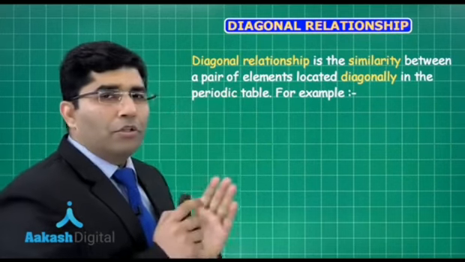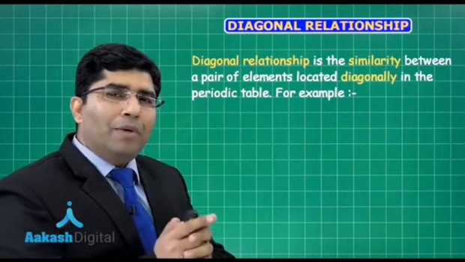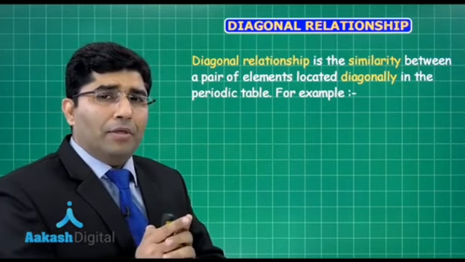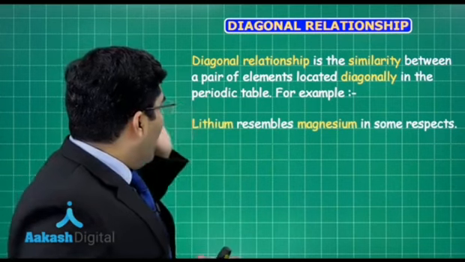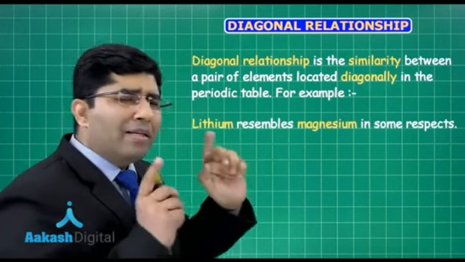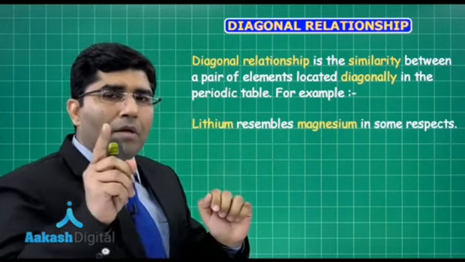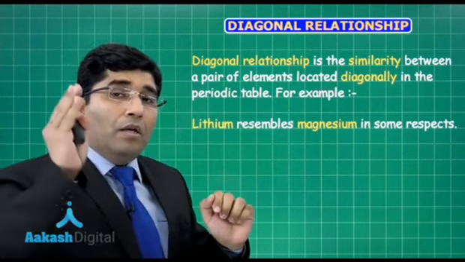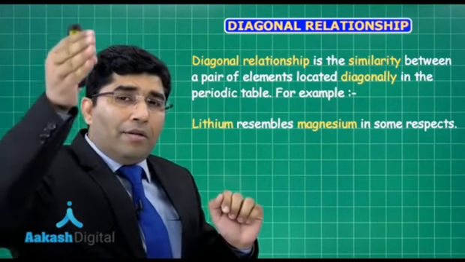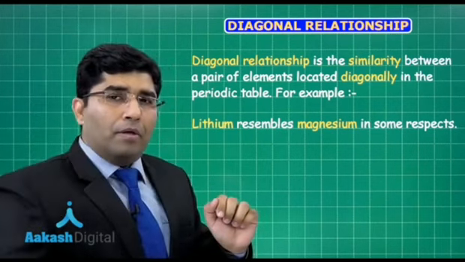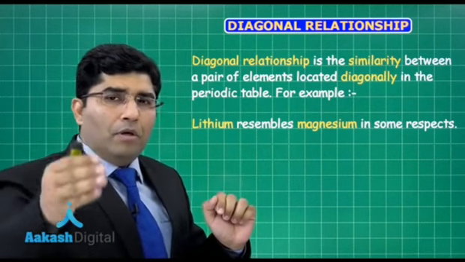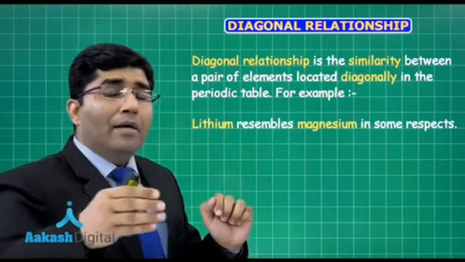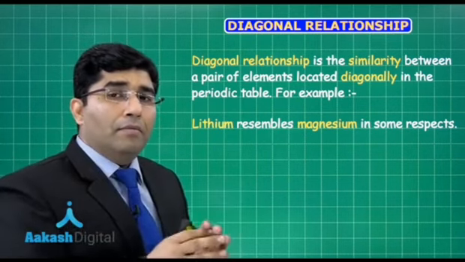The elements which are placed diagonally resemble each other. Their properties resemble each other. For example, lithium resembles magnesium in some respects. Lithium is the first group element, magnesium is the second group element. Lithium will resemble its group members like sodium, potassium, rubidium, cesium, and magnesium will resemble beryllium and calcium, strontium and barium, etc. Right?